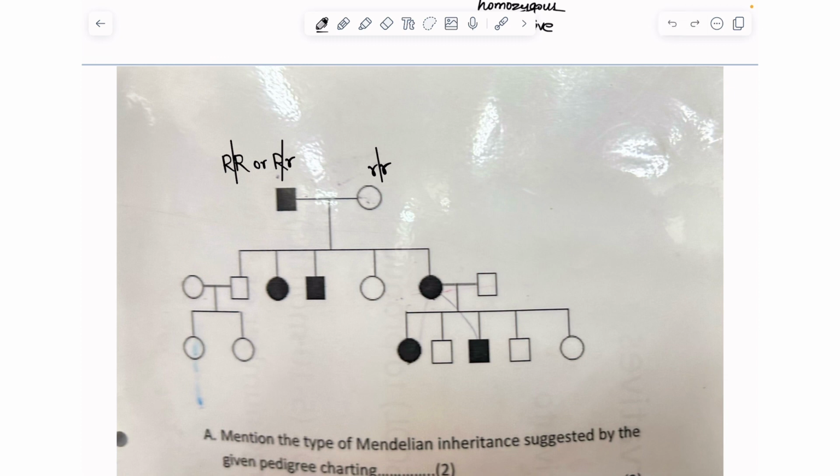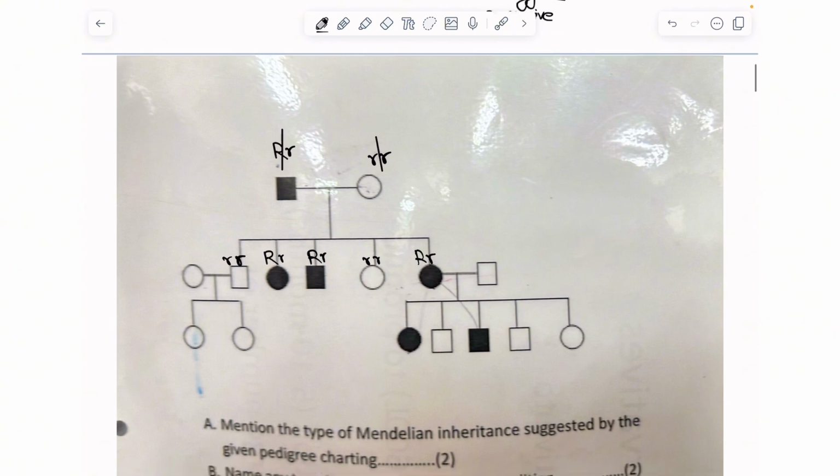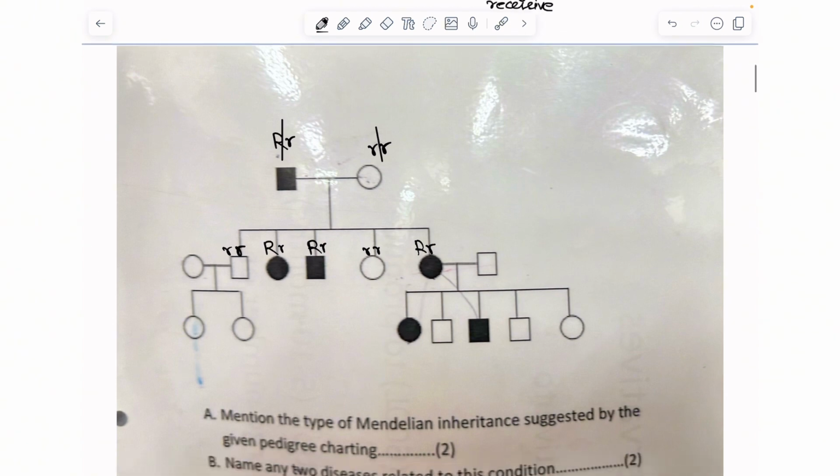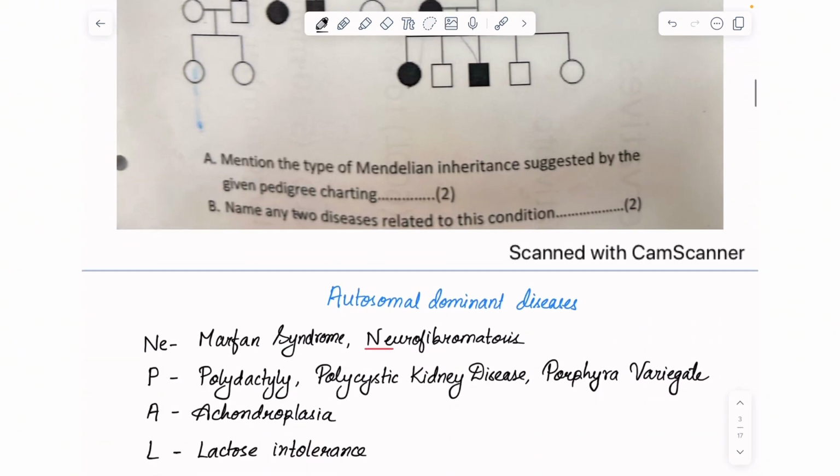In the first, it's small r, because the child is not affected. So this is not possible. Second case, it's capital R, small r, capital R, small r, small r, small r, capital R, small r. So all offspring are possible. That means this is your autosomal dominant inheritance.